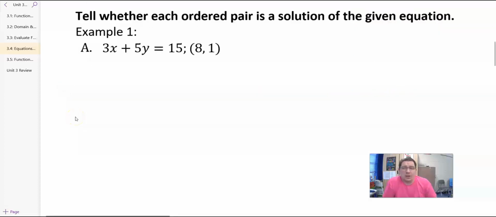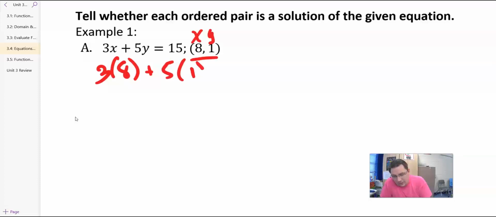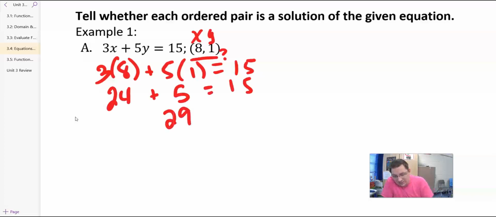In example 1, given an ordered pair, is that ordered pair a solution to the equation given? If we're given an ordered pair, remember that the first part is our x, the second part is our y. And so when we substitute that in, we get 3 times 8 plus 5 times 1. Is that equal to 15? We'll do our order of operations and see if this statement is true or not. 3 times 8 is 24, and 5 times 1 is 5. And so 24 plus 5 is 29.